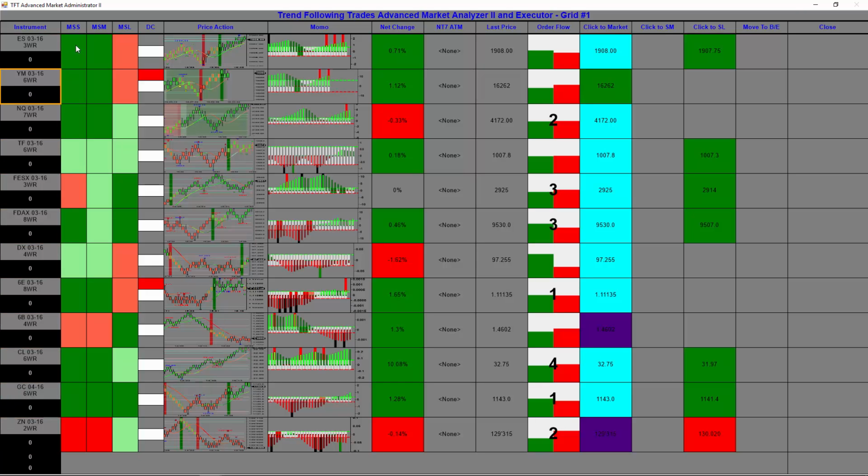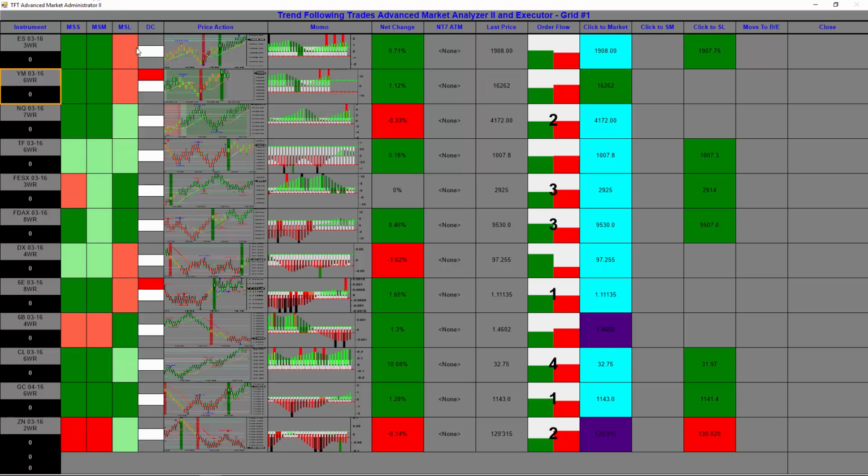What we have here is market structure, short, middle, and long term. What you see in green and red is basically our swing dots. So higher highs or higher lows will be a light green. Higher highs and higher lows will be a dark green. Lower low or lower high will be a light red. Lower low and lower high will be a dark red.